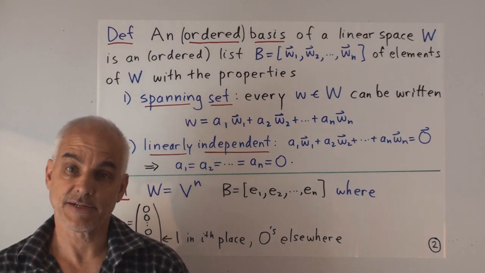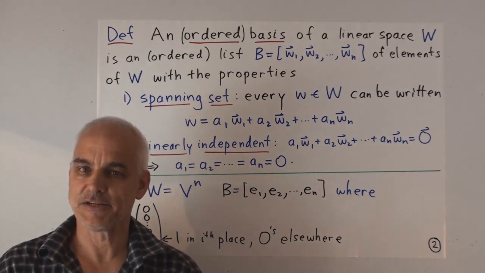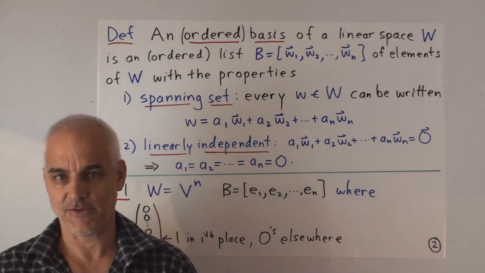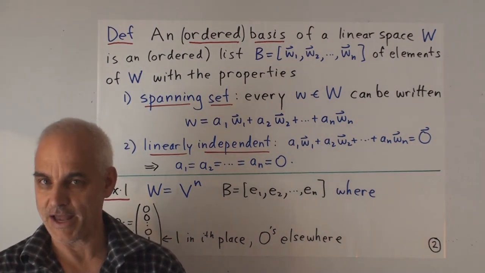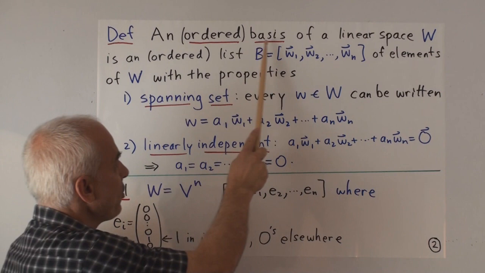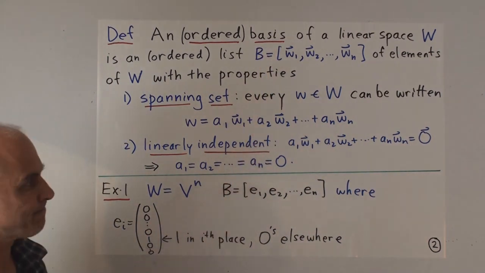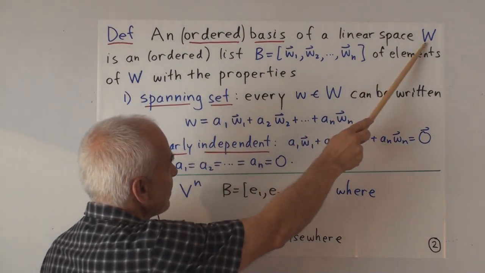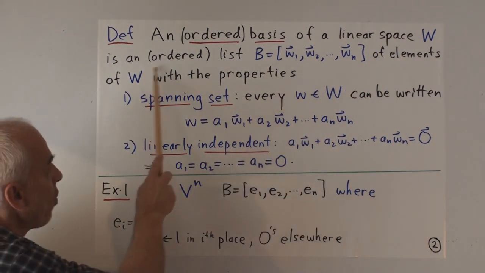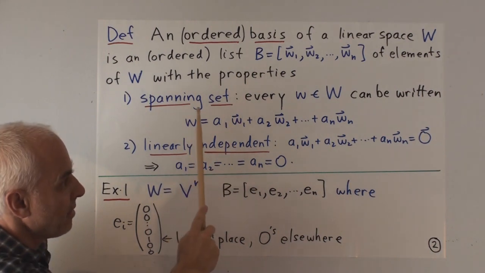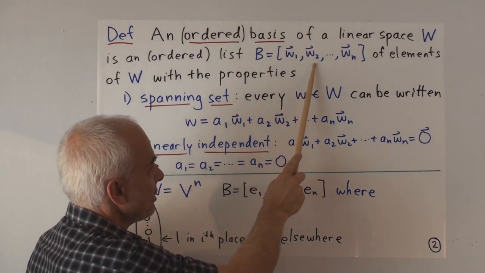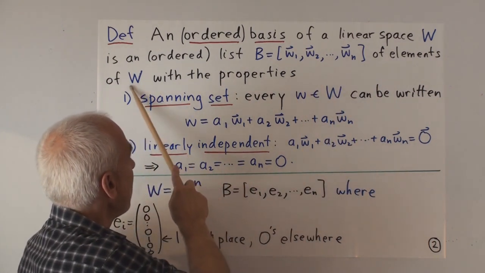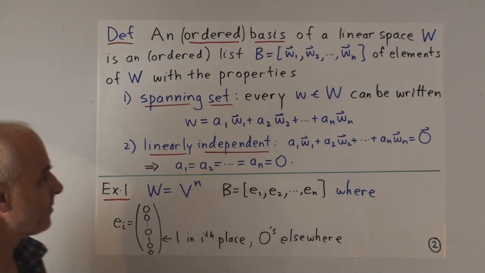If we have a linear space, we can transfer ideas from the usual space of vectors to this linear space. An important application of that idea is to the notion of an ordered basis of a linear space. What does it mean? An ordered basis of a linear space, say W, is an ordered list, say B, with W1, W2, all the way up to Wn. A list of elements of W with the following properties.